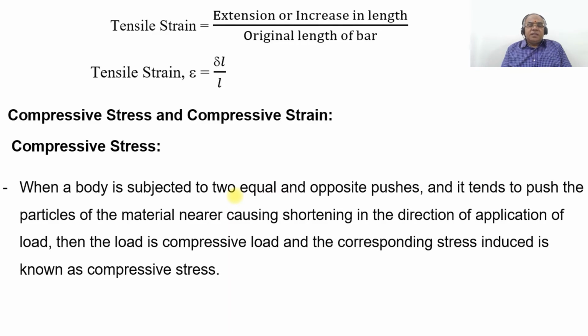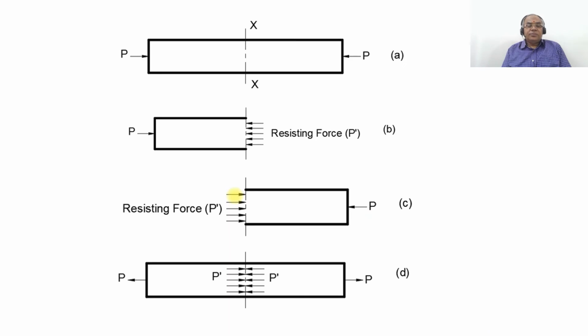When a body is subjected to two equal and opposite pushes, it tends to push the particles of the material near it, causing shortening of the member in the direction of application of load. This load is a compressive load, and the corresponding stress is known as the compressive stress. So here, consider the section A, when the member has pushes, both towards each other.